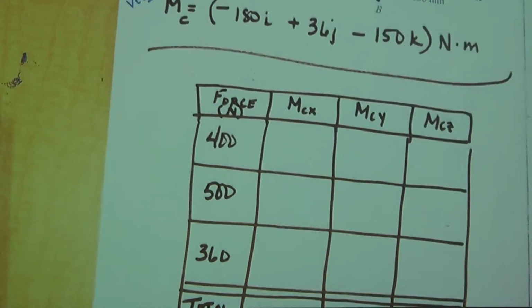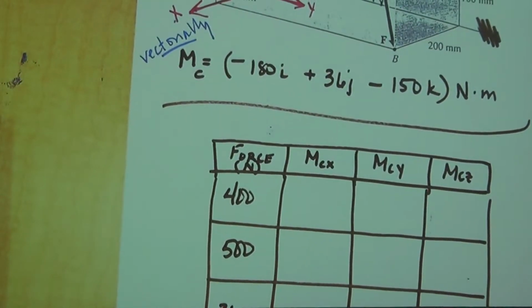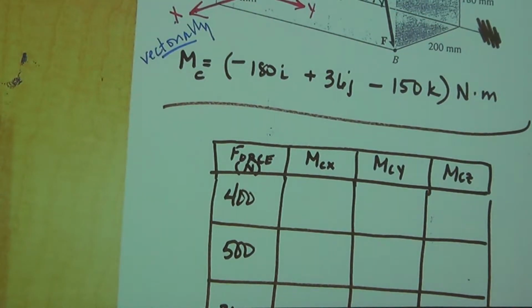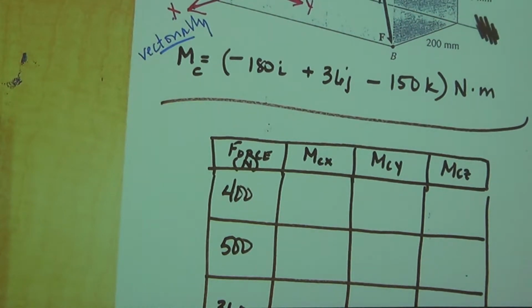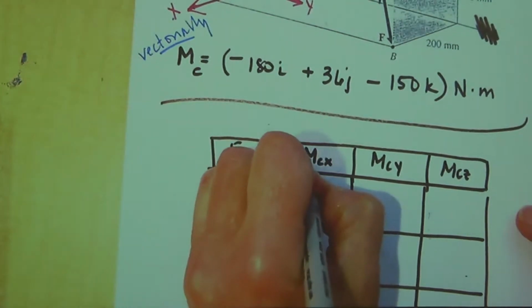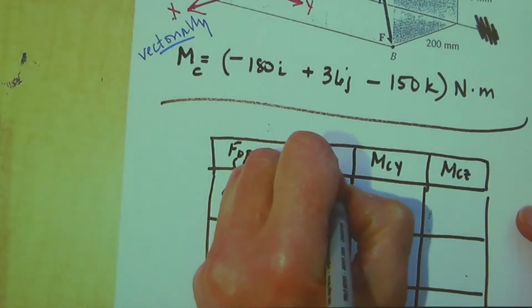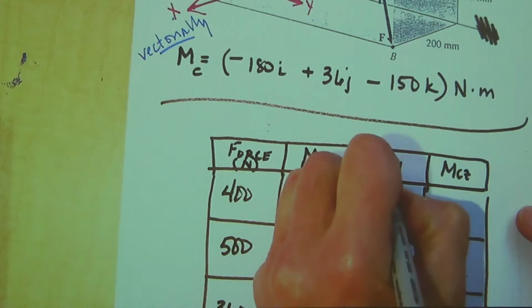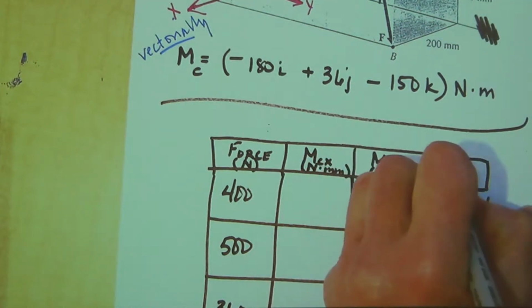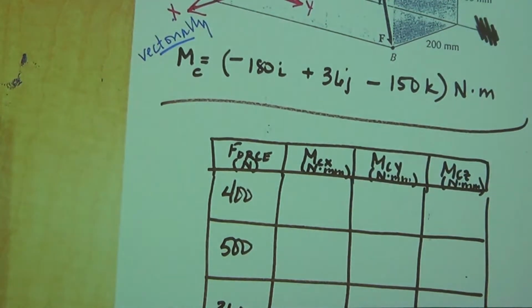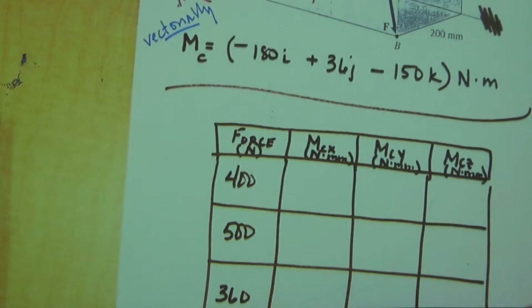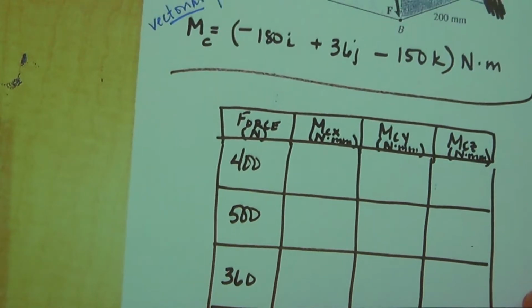What are my units going to be for the moment? We could do Newton millimeter or we could do Newton meter. What would you prefer? Newton meter? Okay. So remember, when you do a table, and those of you who took materials got used to doing a lot of tables, always put the units above on the column underneath the variable, and then you never have to write the units again in the boxes.